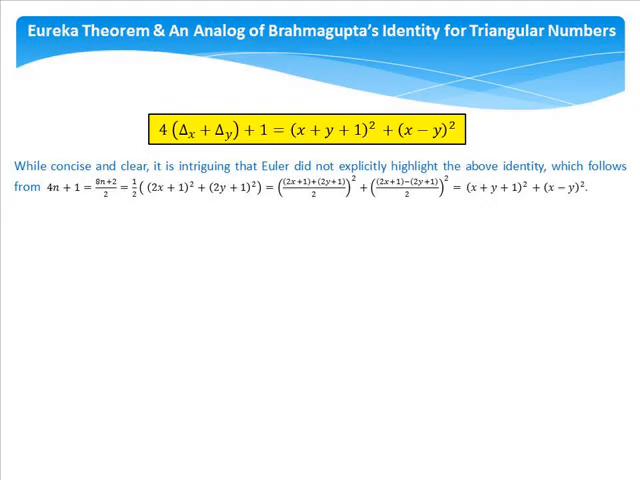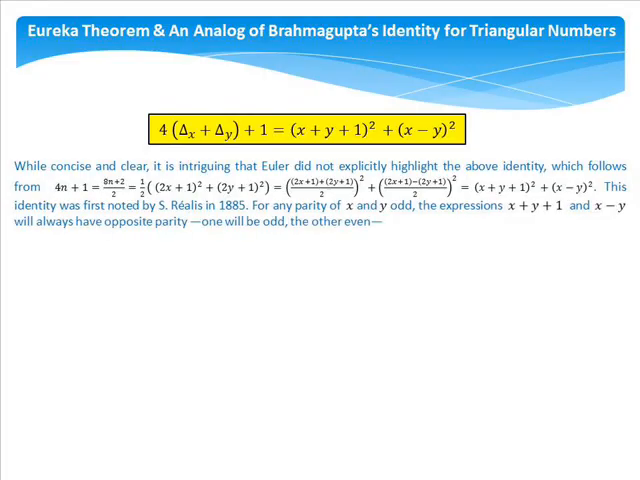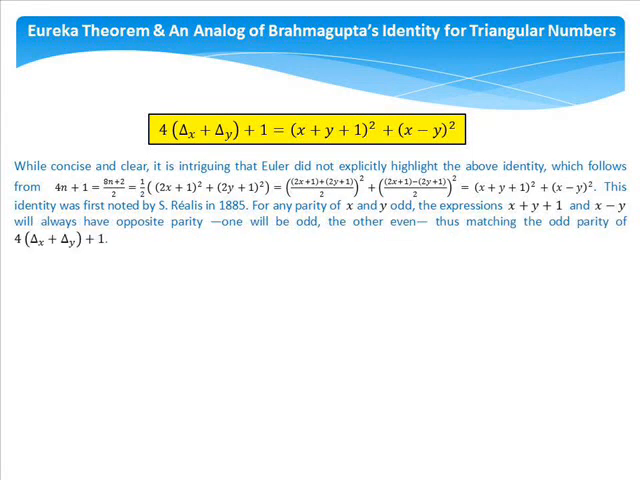This identity was first noted by S. Realis as recently as 1885. For any parity of x and y, the expressions x plus y plus 1 and x minus y will always have opposite parity. One will be odd, the other even, thus matching the odd parity of 4 times the sum of triangular numbers x and y plus 1.